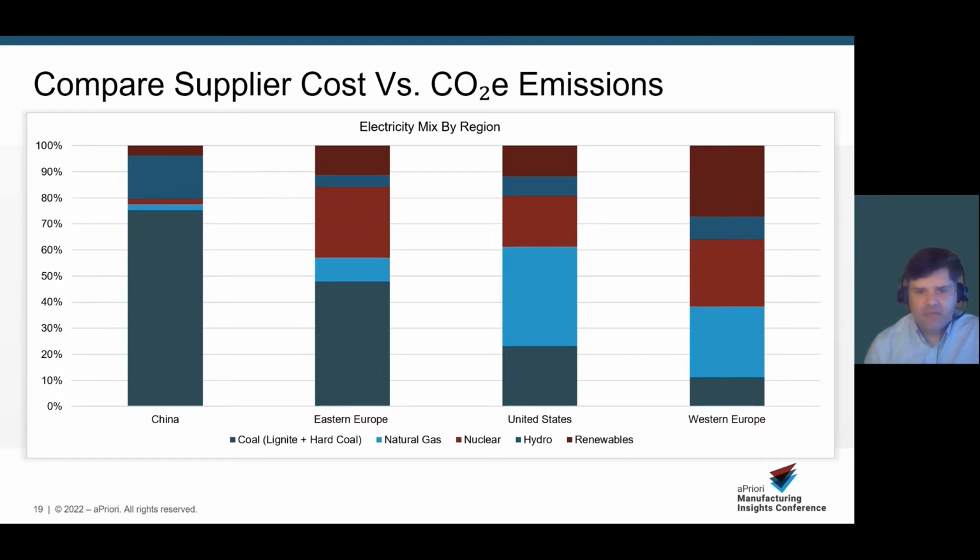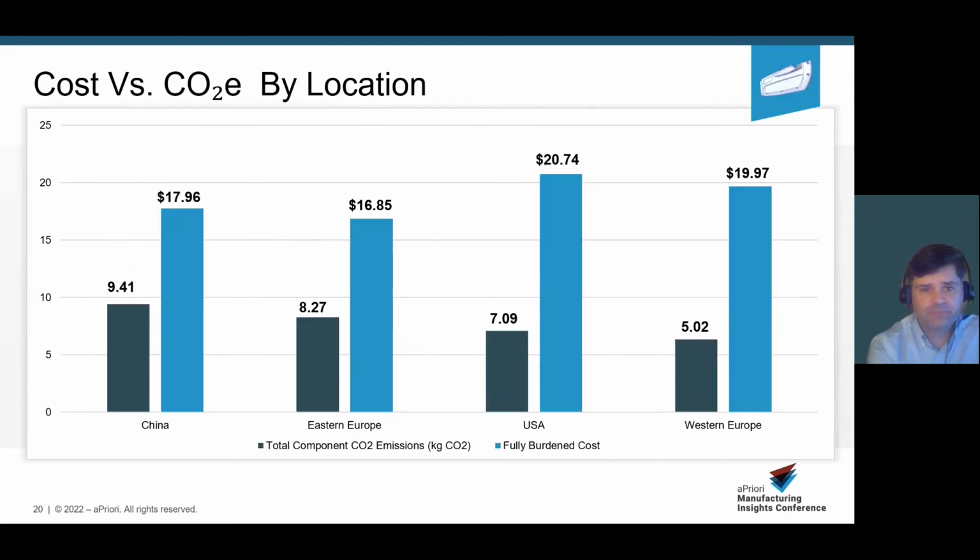And now when we look at the different regions, we can see this is the energy mix in China, Eastern Europe, United States, and Western Europe. China has the highest, where about 75% of the electricity generated is from coal. Eastern Europe has the next, where about 50% of its electricity is generated from coal. United States about 25, and Western Europe about 12%. So really, those are the main things driving that process CO2, and something you can modify, changing where you're making this product without really doing many modifications to the product.